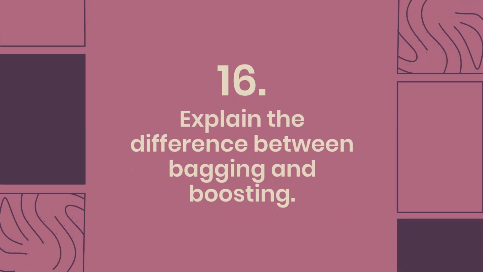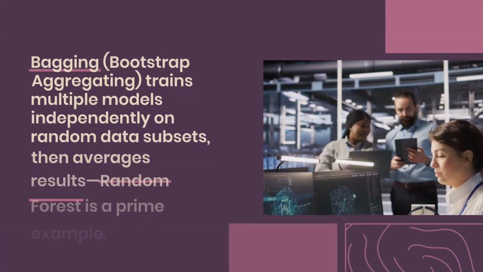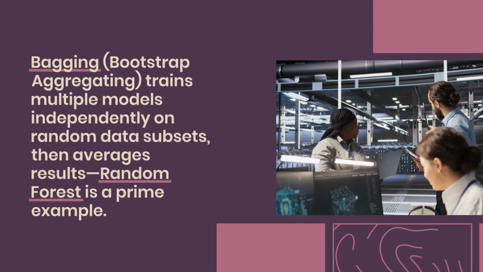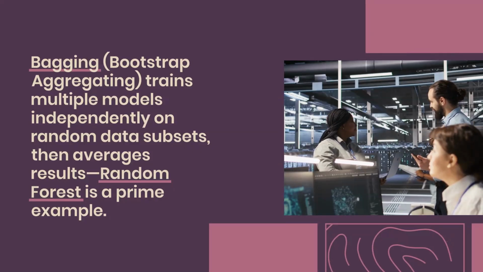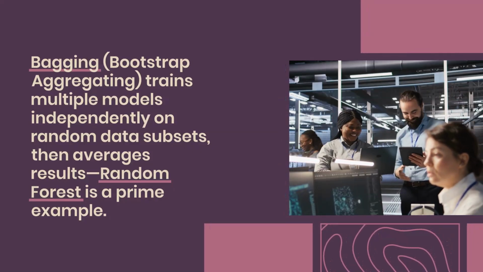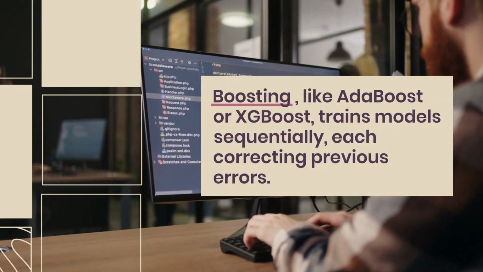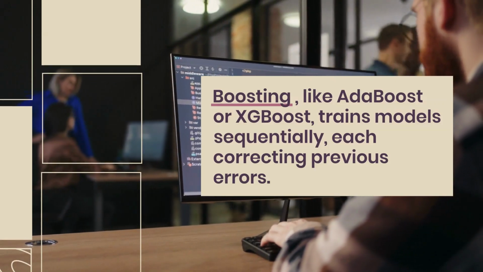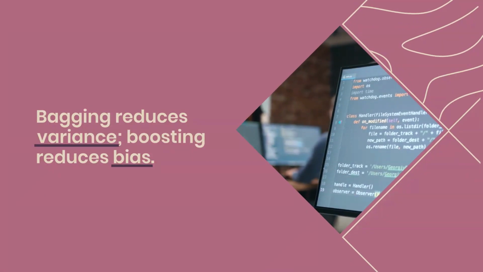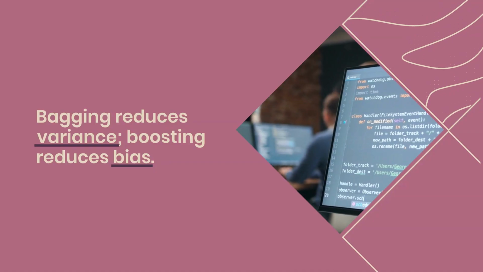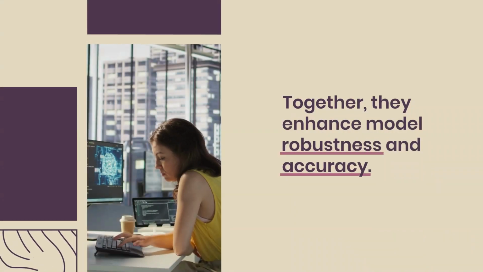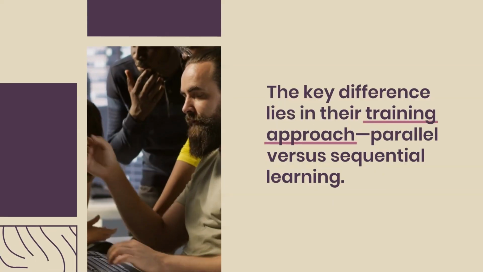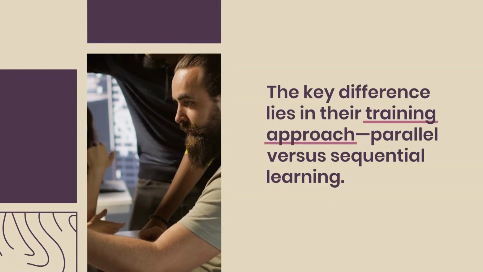16. Explain the difference between bagging and boosting. Bagging, bootstrap aggregating, trains multiple models independently on random data subsets, then averages results. Random forest is a prime example. Boosting, like AdaBoost or XGBoost, trains models sequentially, each correcting previous errors. Bagging reduces variance. Boosting reduces bias. Together, they enhance model robustness and accuracy. The key difference lies in their training approach, parallel versus sequential learning.